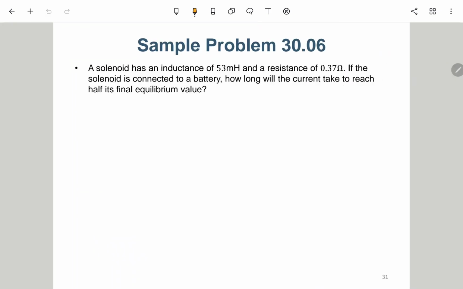Okay, so here is another sample problem. It says a solenoid has an inductance of this value and a resistance. If the solenoid is connected to a battery, how long will the current take to reach half of its final equilibrium value?